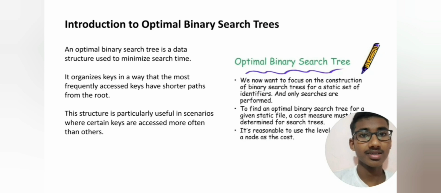So we need to discuss the introduction to optimal binary search tree. An optimal binary search tree is a data structure used to minimize search time. It organizes keys in a way that the most frequently accessed keys have shorter paths from the root. This structure is particularly useful in scenarios where certain keys are accessed more often than others.